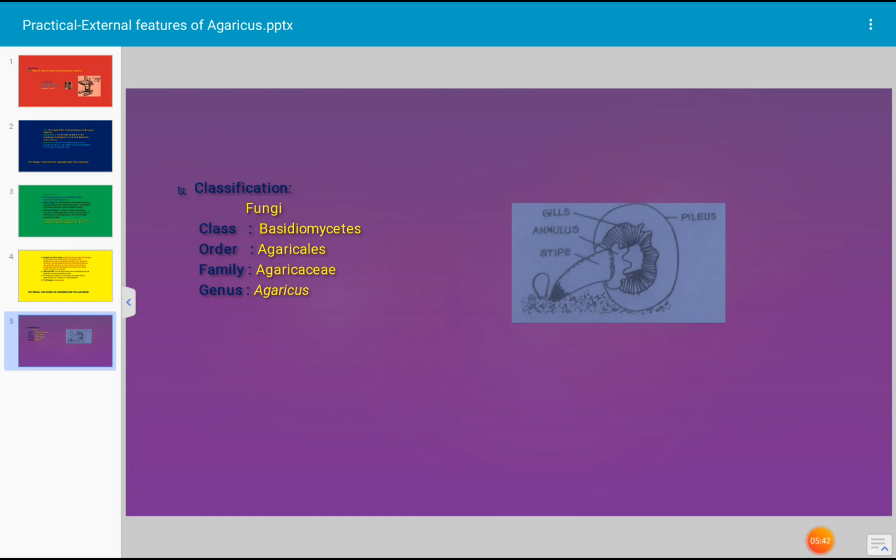This is a fungus, and it is a member of Basidiomycetes. All the fungi included in the Basidiomycetes produce basidiospores. The order is Agaricales, the family is Agaricaceae, and the genus is Agaricus.